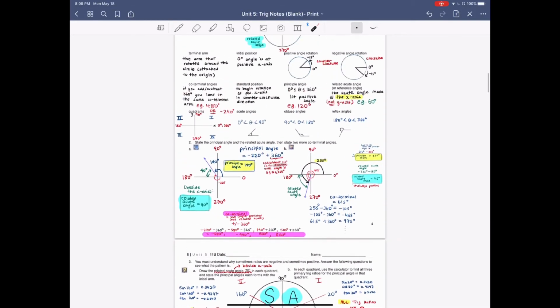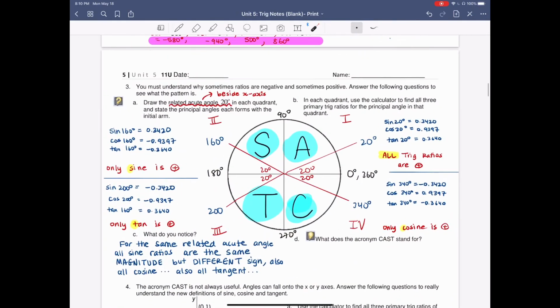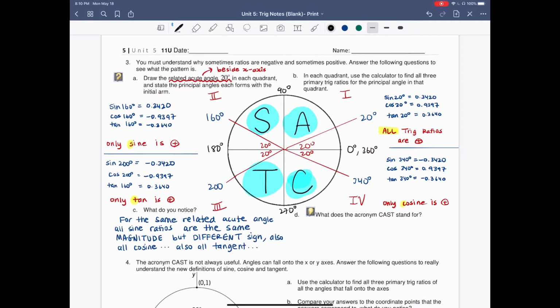Remember how we talked about that from here? Okay, we're going to try to make sense of all this. And then the S is positive for quadrant 2, and for T, tangent is positive in quadrant 3. And so the CAST rule tells you basically where sine, tangent, and cosine are positive, meanwhile all trig ratios are positive here. So we have the CAST.